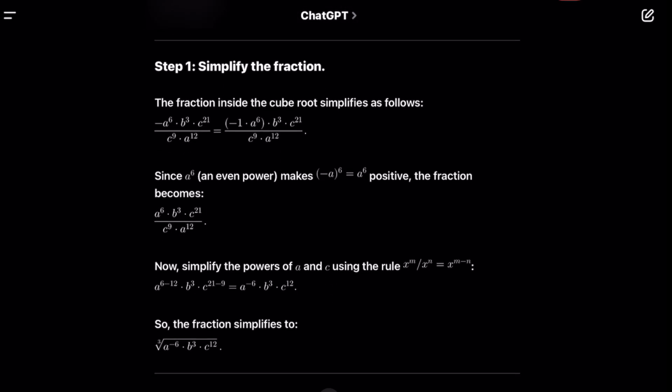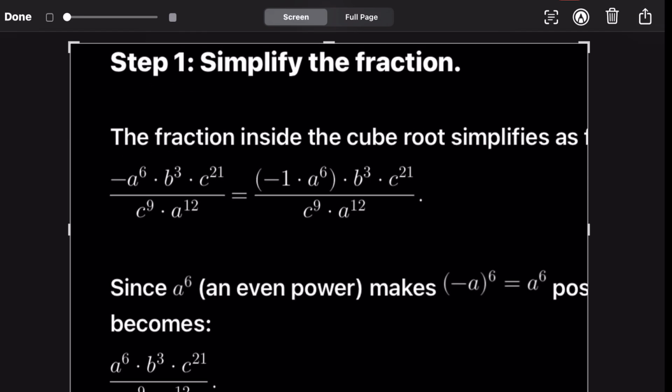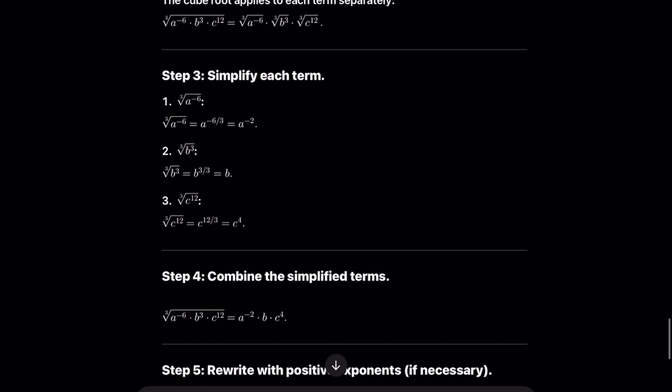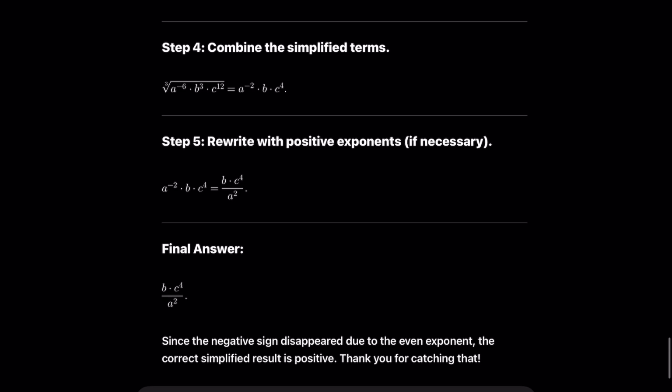Now it writes minus 1 times a to the power 6 times b to the power 3 times c to the power 21. Since a to the power 6 is an even power, it makes minus a to the power 6 equals to a to the power 6 positive. And now the answer is b times c to the power 4 upon a square. Since the negative sign disappeared due to the even exponent, the correct simplified result is positive. Thank you for catching that.